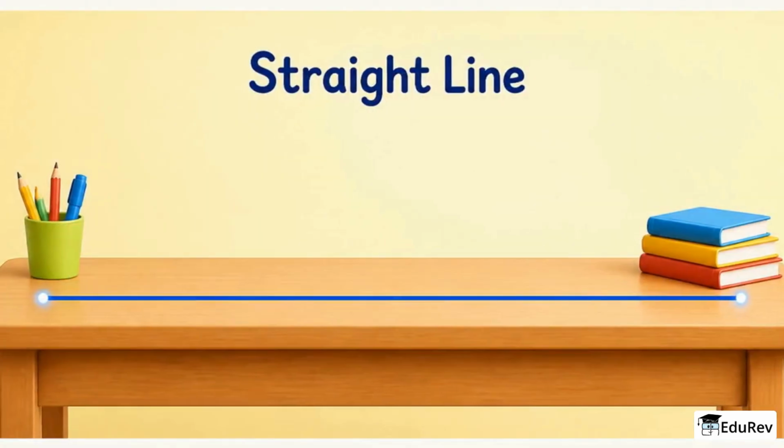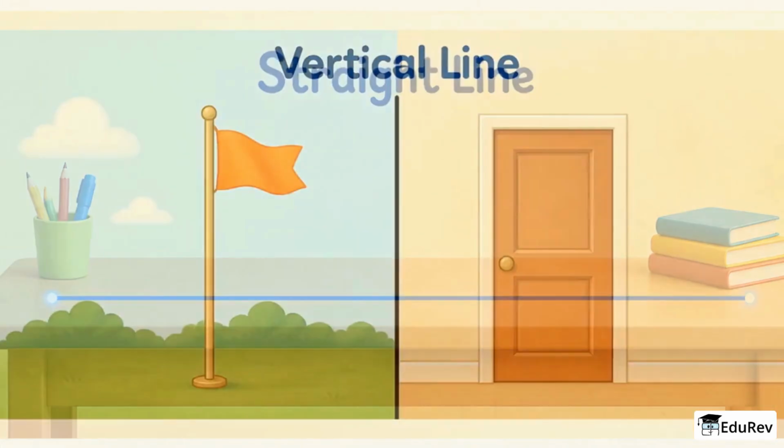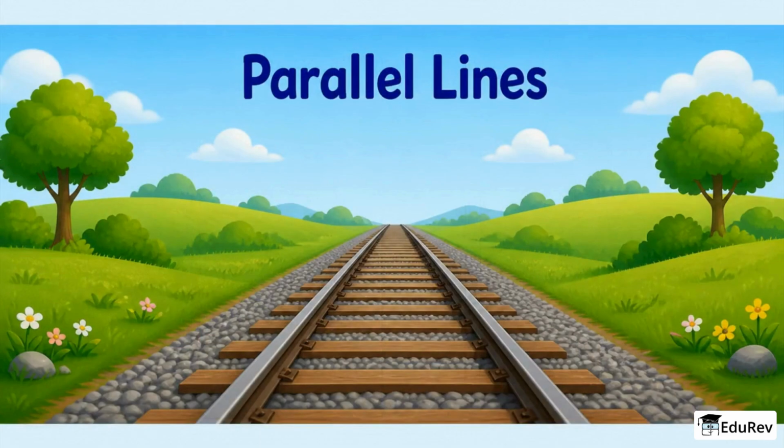A horizontal line moves from left to right in a straight direction, like the top of your school desk or a shelf. A vertical line runs from top to bottom, like a flagpole or the edge of a door, standing straight up and down. Parallel lines are 2 straight lines that never meet. They stay the same distance apart forever, like train tracks beside each other.